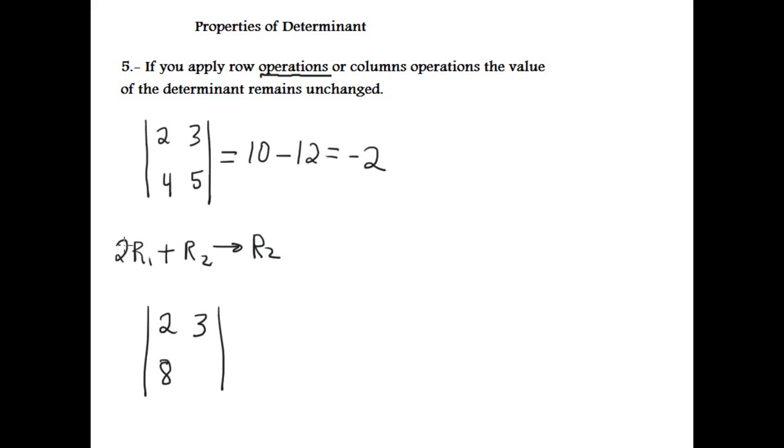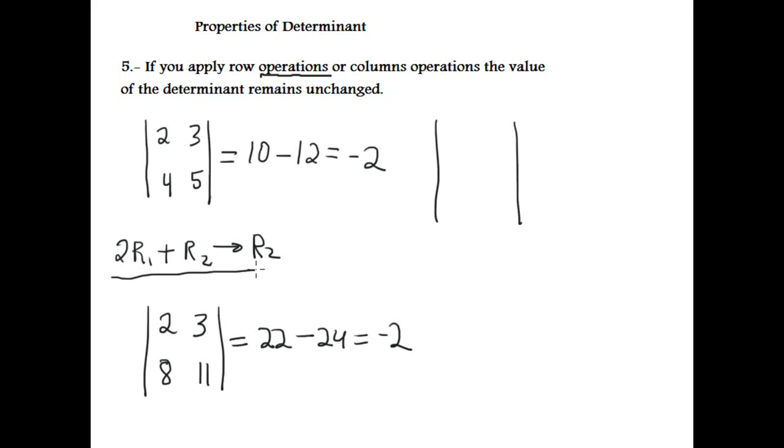And now likewise, 2 times 3 is 6, 6 plus 5 is 11. And when you compute this determinant, 2 times 11 is 22, 8 times 3 is 24. The answer is negative 2. Wow, amazing. It's the same value. Okay, and likewise, we can do that using column operations.